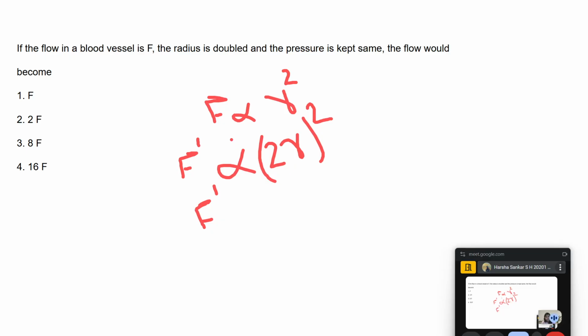So this is due to which law? Poiseuille's law. Okay. Which states that blood flow is proportional to the fourth power of the radius. This is usually F proportional to R square. So in the equation it becomes 4 square R square, which means 4 square is equal to 16 R square, right? Which means 16 times the natural one. So that's why correct answer is option D. Okay.